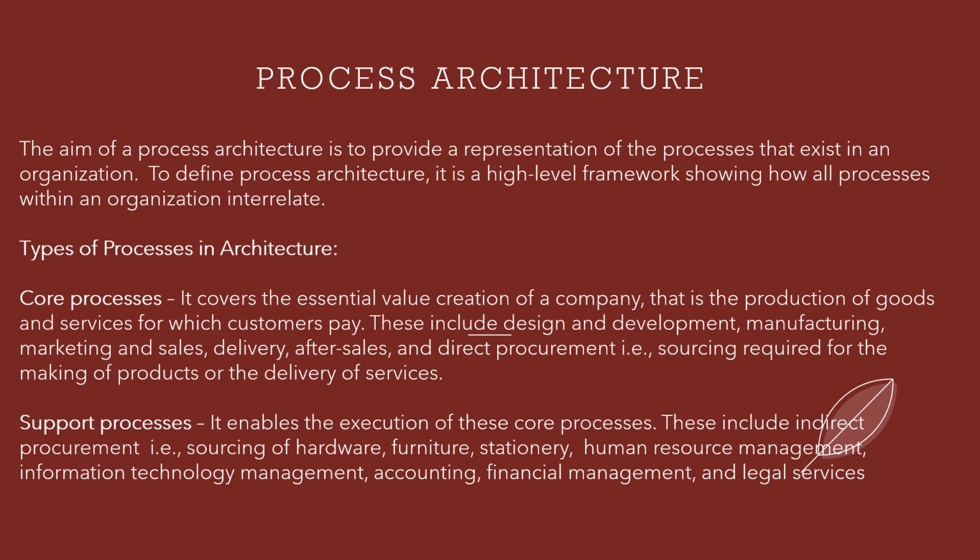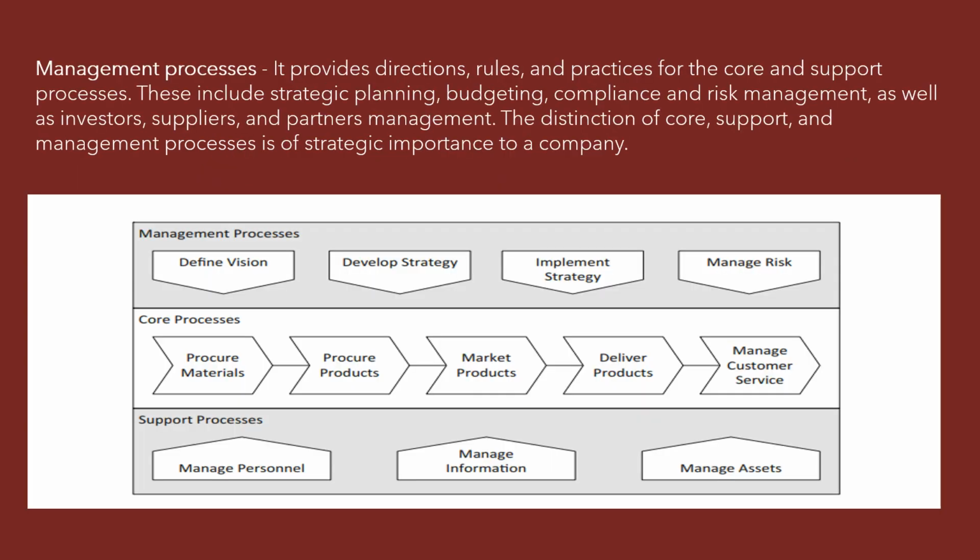Support processes. They enable the execution of these core processes. This includes indirect procurement, that is sourcing of hardware, furniture, stationery, etc., human resource management, information technology management, accounting, financial management, and legal services. Management processes. They provide directions, rules, and practices for the core and support processes. This includes strategic planning, budgeting, compliance and risk management, as well as investors, suppliers, and partners management.